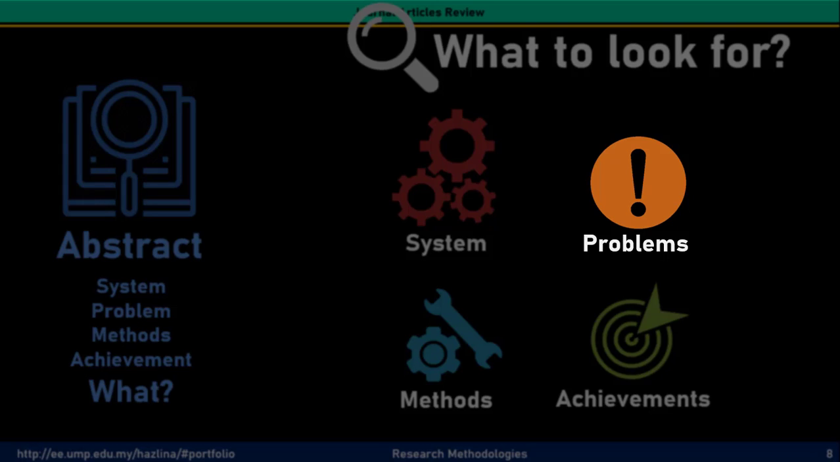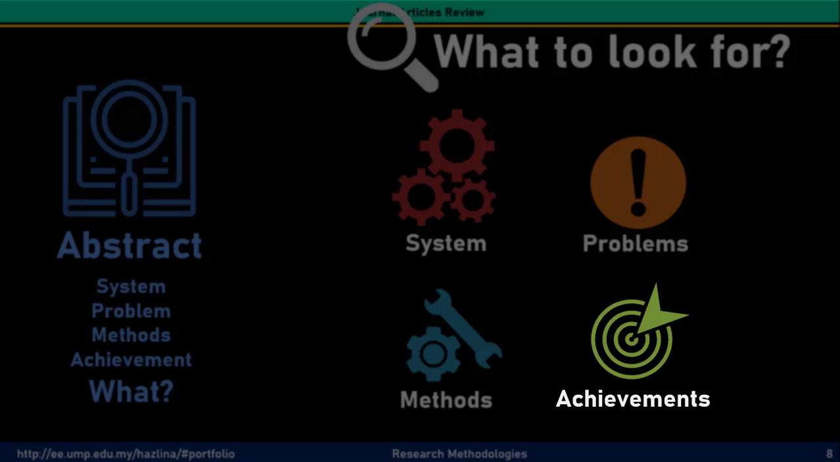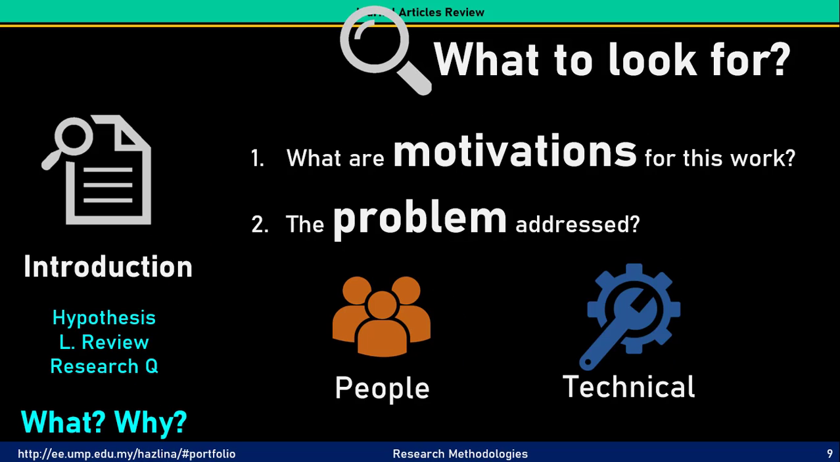What are the limitations of prior work? What are the proposed methods or techniques used in this research? How does this paper solve the problem? And what is the paper's contribution? And finally, look into how the proposed solution was evaluated, what kind of data or experiments were conducted, and what the achievements were. Now, let's move on to the introduction.